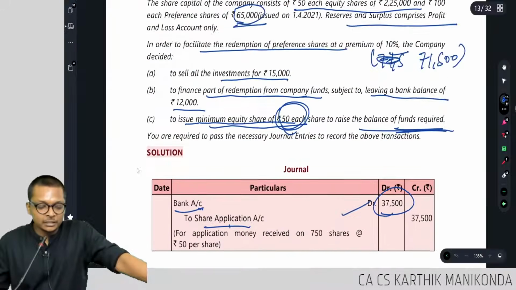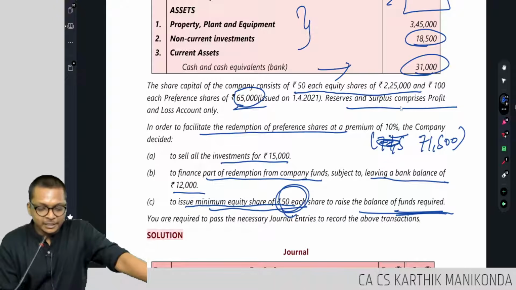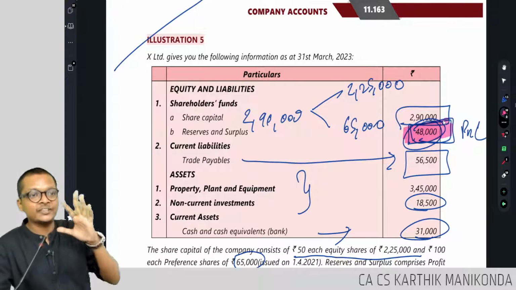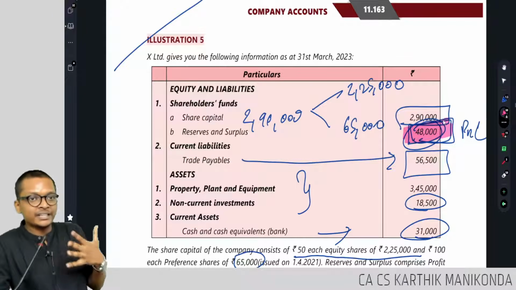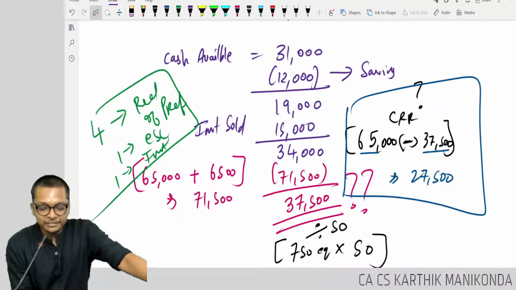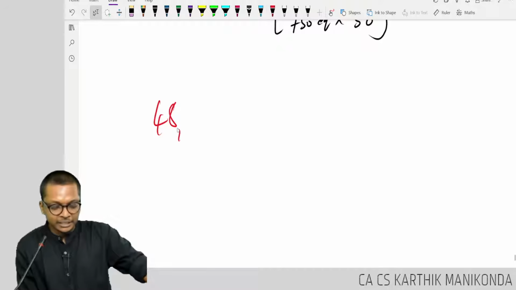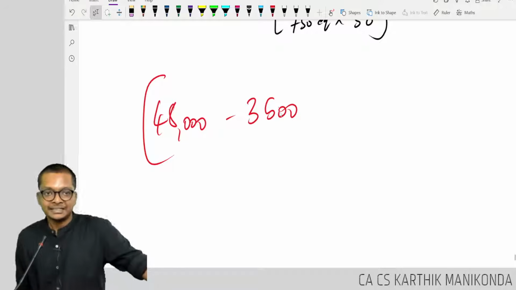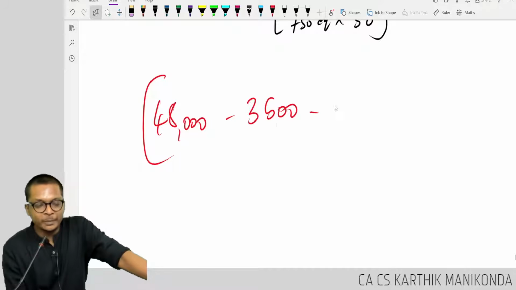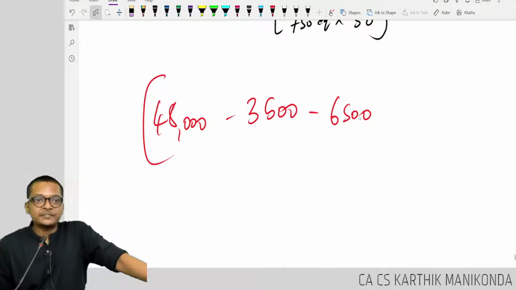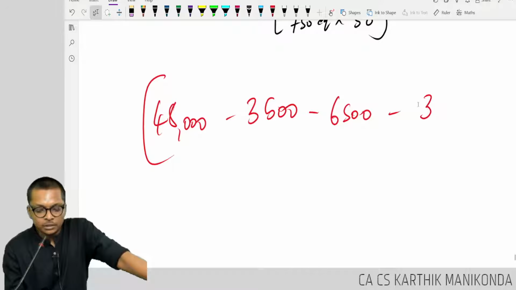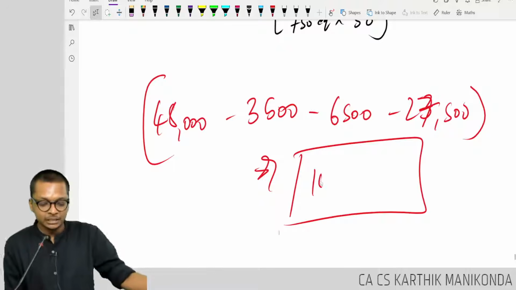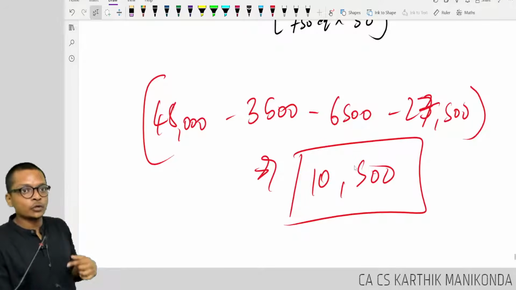But you just have to be careful that in this question, reserves and surplus given is how much, guys? 48,000. You just have to ensure that this is sufficient. In this question, it is sufficient. P&L is 48,000. So from 48,000, first we sold investments. What is the loss in that? 3,500. Then premium on redemption of preference shares, so minus 6,500. Then we transfer to CRR, how much? 27,500. After doing all of this, what is the closing balance of P&L? 10,000. So the balance is still available, so we were able to do it.